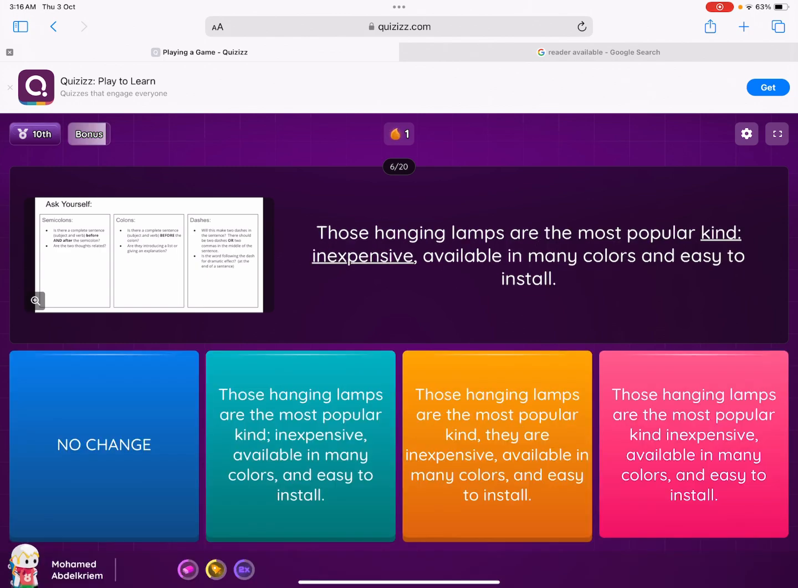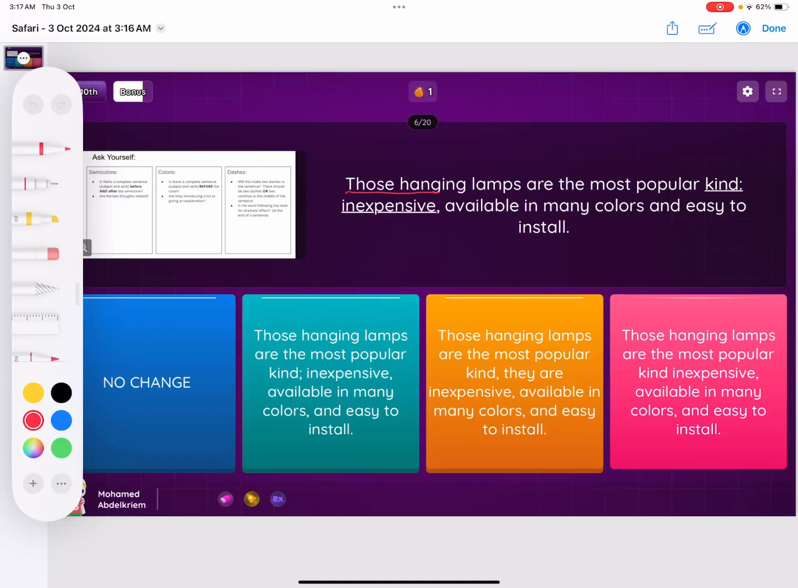Those hanging lamps are the most popular kind, inexpensive, available in many colors, and easy to install. So for the third time, what is the author doing here? He's introducing a list. Those hanging lamps are the most popular kind. This is an independent clause, and then he started to list. They are inexpensive, available in many colors, and easy to use. So what did he use here? He used the colon to introduce the list. So this one is correct. So no change is the correct answer.